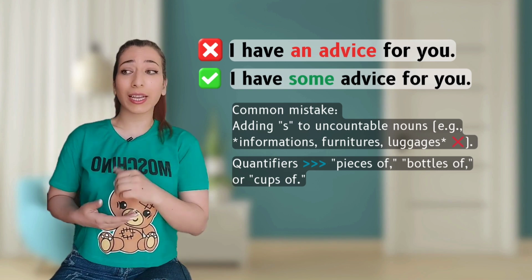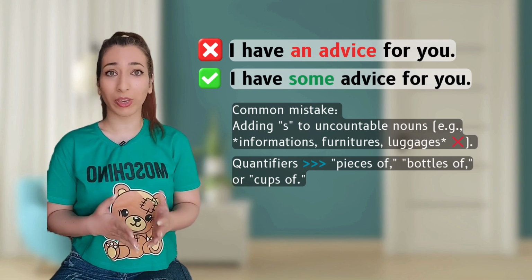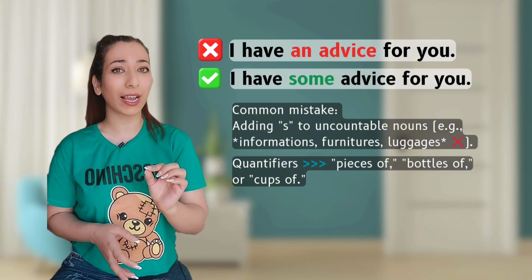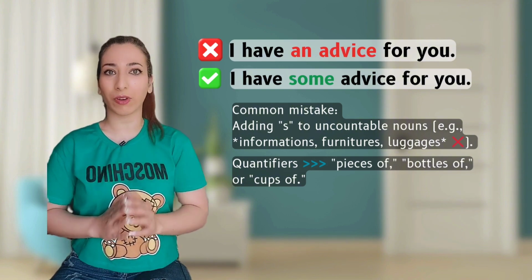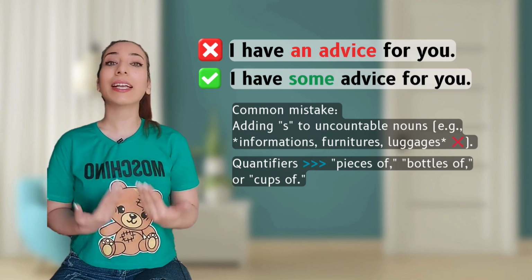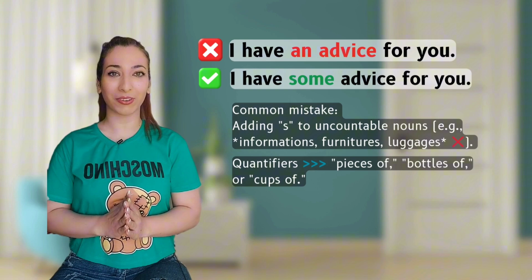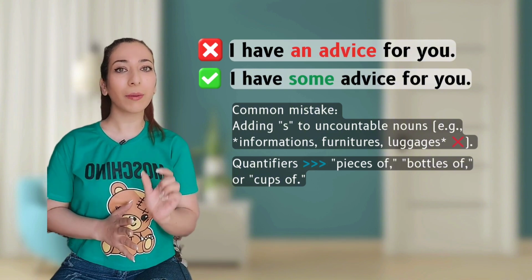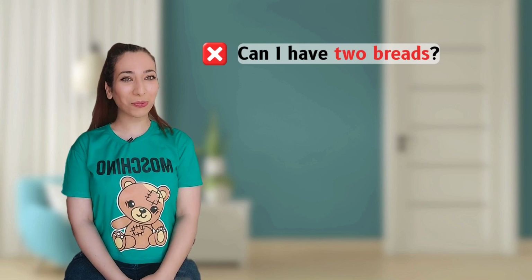I have an advice for you. Advice is uncountable, so we cannot say an advice. We should add a quantifier like a piece of advice. So the correct sentence is, I have a piece of advice for you, or I have some advice for you. Some is also correct. Look at the next one.